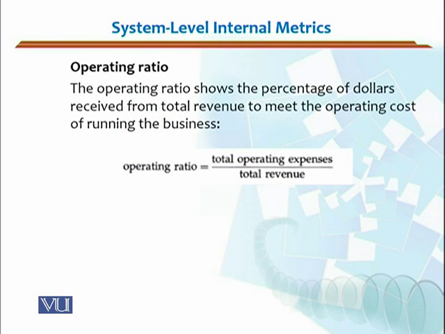The first one for the financial ratios would be the operating ratio. The operating ratio shows the percentage of dollars received from total revenue to meet the operating cost of running the business. So mathematically, we can say that operating ratio is equal to the total operating expenses divided by total revenue. So whatever is your total revenue and whatever is your total operating expenses, operating ratio would be there. You want your operating ratio to be lower.